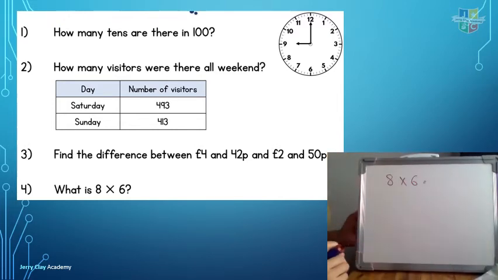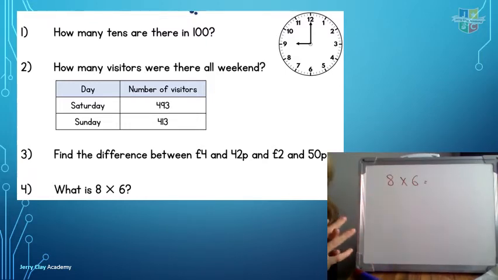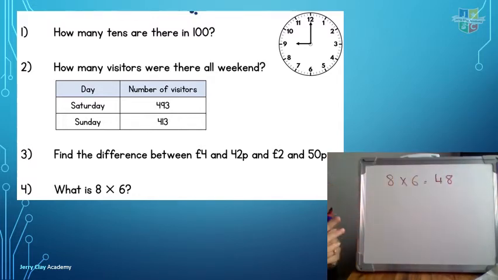And finally, number 4, what is 8 times 6? You could have done your 8 times table and counted up. You could have done your 6 times table if you know your 6s. And I know 8 lots of 6, or 8 times 6, is going to be 48, because I know 5 times 8 is 40, and I just need another 8.